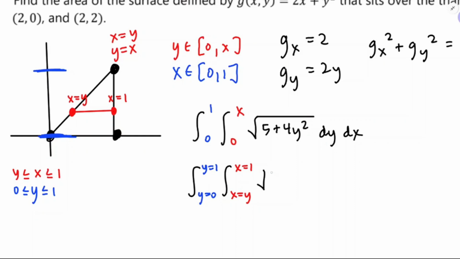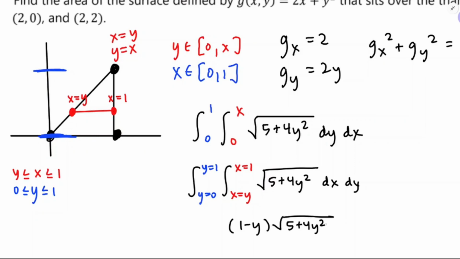The integrand didn't change by reversing the order of integration: square root of 5 plus 4y squared dx and then dy. So that'll bring in a 1 minus y, because it'll have an x on the outside of that square root. x will run from y to 1. I'll plug in 1, plug in y, and I could factor it out and just have 1 minus y times the square root of 5 plus 4y squared. And because 1 minus y is not proportional to the derivative of 5 plus 4y squared, I'm not going to be able to use substitution on this.